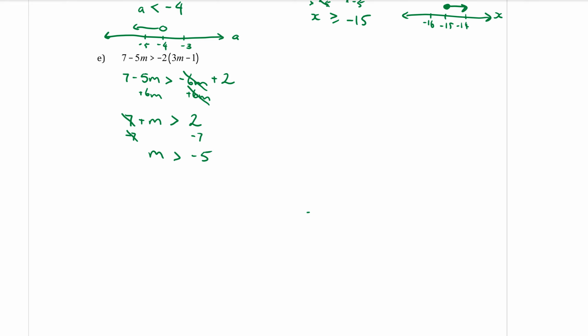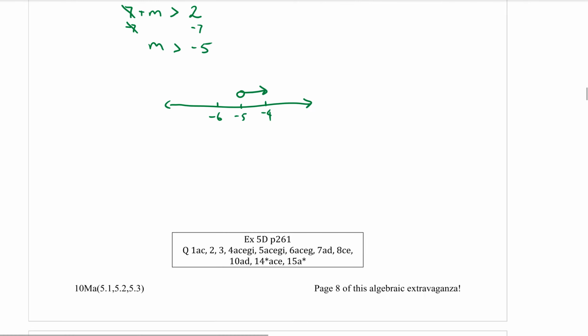Draw your little number line. -5 in the middle and a number on either side. No equal to sign on that inequality, so an open circle, and larger than means pointing to the right. That's it. That is how you solve inequalities.